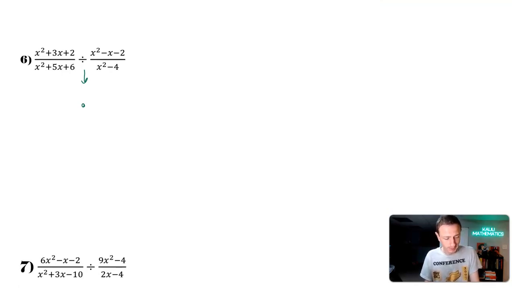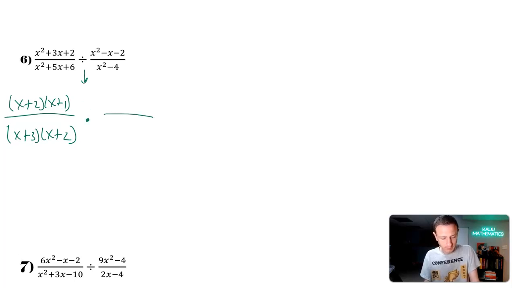So let's factor. So we have a bunch of trinomials. We have a difference of 2 squares. So factoring this first trinomial, x squared plus 3x plus 2. So 2 numbers that multiply to 2 add up to 3. That's going to be x plus 2 and x plus 1. On the bottom, 2 numbers that multiply to 6 add up to 5. That's going to be x plus 3 and x plus 2. 3 times 2 is 6. 3 plus 2 is 5.